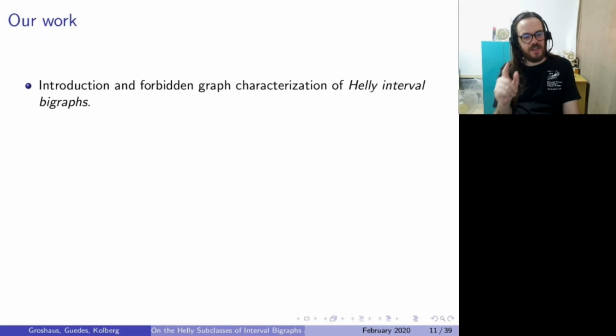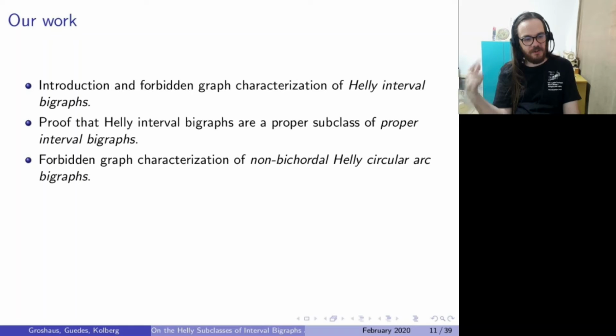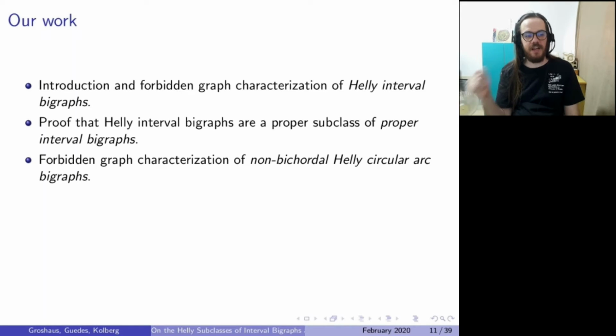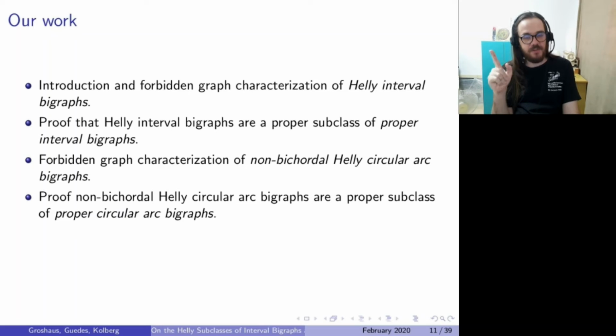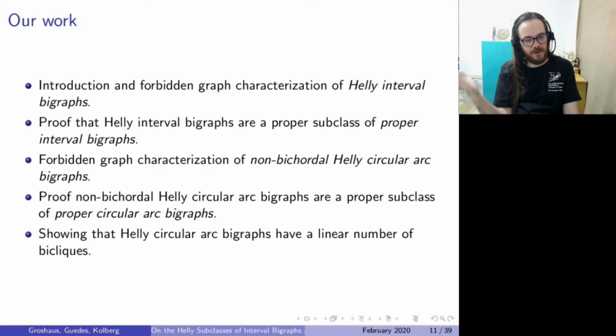We introduce and provide a forbidden graph characterization of Helly interval bigraphs. We prove that they are a proper subclass of proper interval bigraphs. We introduce a forbidden graph characterization for the non-bichordal subclass of Helly circular arc bigraphs. We show that this subclass is also a subclass of proper circular arc bigraphs, and show that the number of bicliques in a Helly circular arc bigraph is linear in its number of vertices.